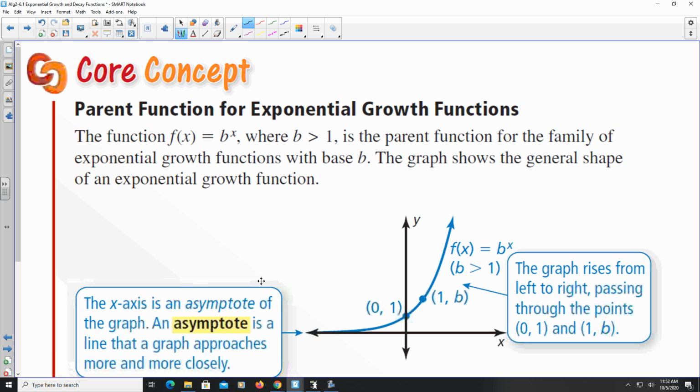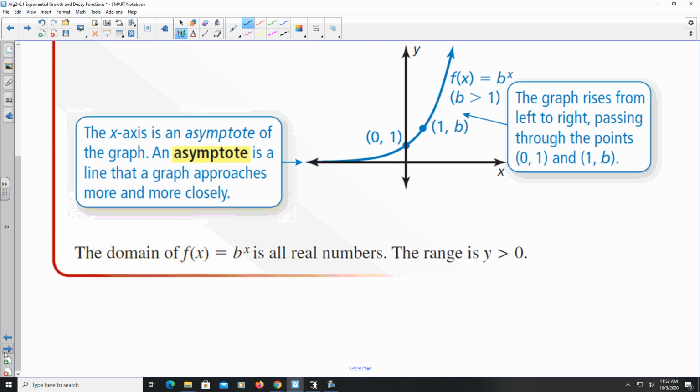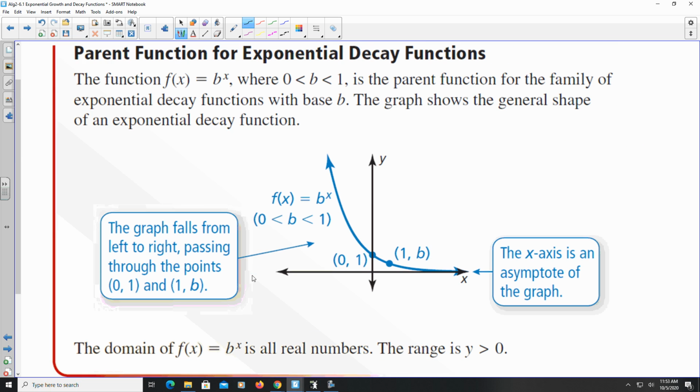For the first one, we're going to be looking at exponential growth. Anytime we're looking at exponential growth, we are looking at the value of b in our function. If b is larger than 1, we know that it is an exponential growth. If b falls between 0 and 1 as a fraction, then our graph is going to be an exponential decay.